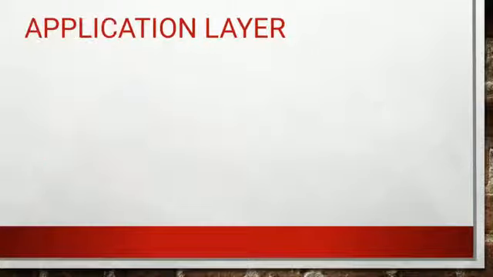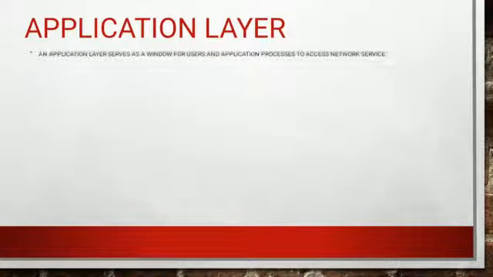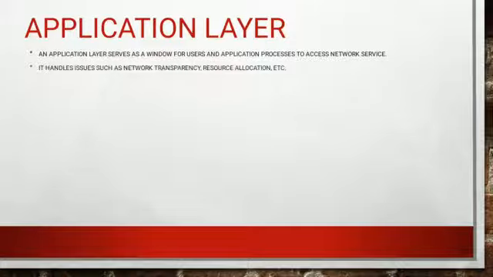Now coming to the final layer, called the application layer, and this is the topmost layer. What is the main purpose of this application layer? It serves as a window for users and application processes to access the network service. So it handles many issues like network transparency, resource allocation, etc.